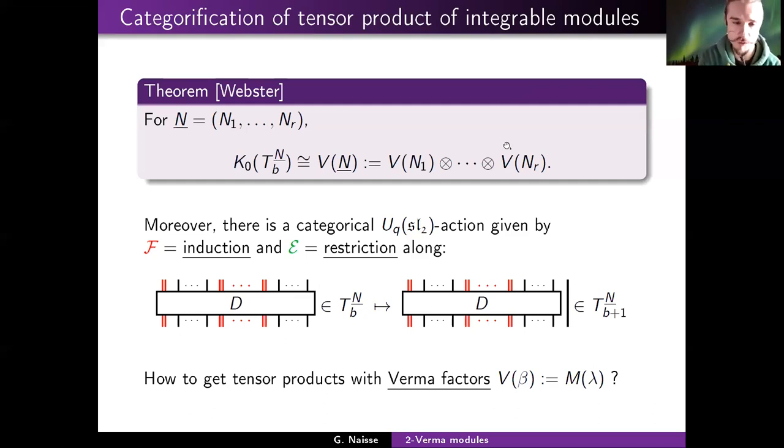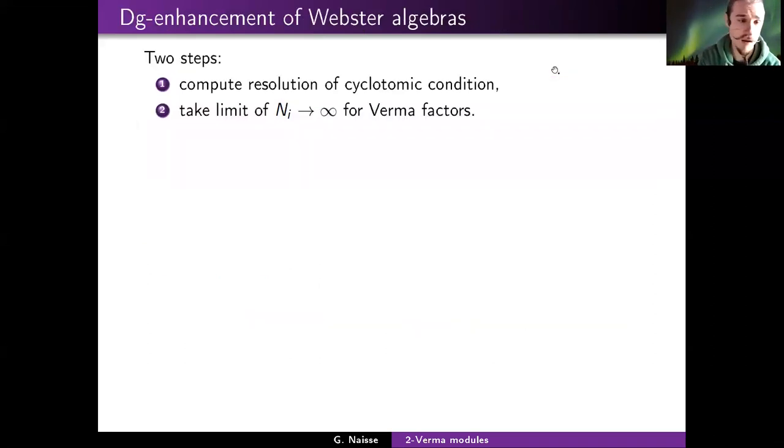But of course, now the question is how can we get tensor products with Verma factors out of this picture of Webster's diagrammatic algebra? And so the strategy will be essentially to do the same thing as we did in the first part. So first, we need to compute a resolution of the cyclotomic condition somehow, to degenerate the quotient so that we are just working over stuff that is more or less free, or at least does not depend on the initial weight. And then for the Verma factor, we will morally take the limit of n_i to infinity in some sense.